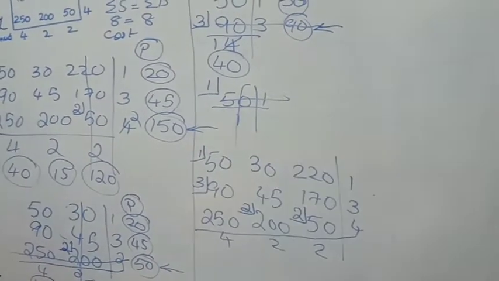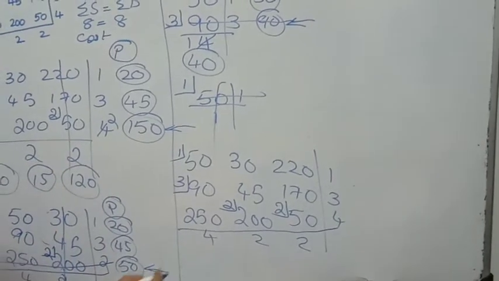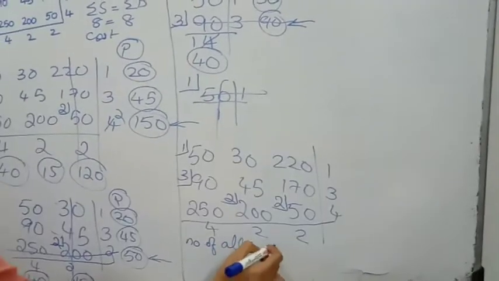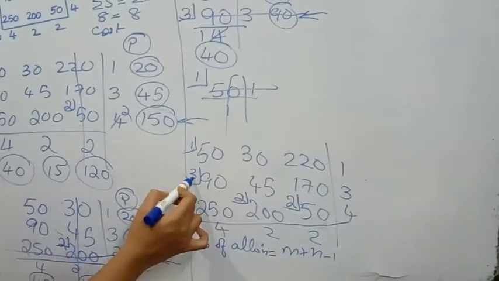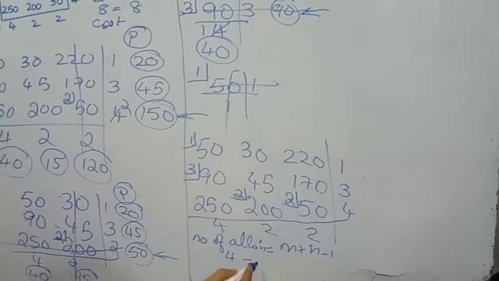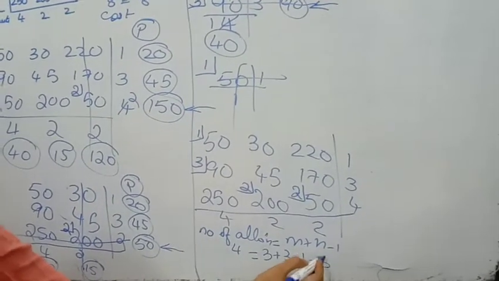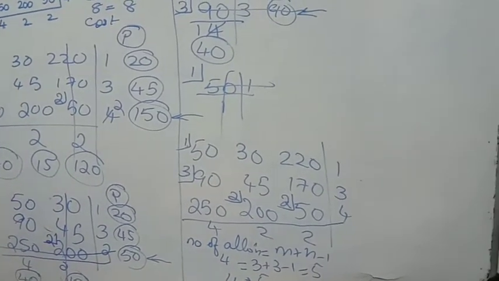Okay, we have to check one degeneracy case. What is degeneracy? The number of allocations should be equal to m plus n minus 1. That is, how many allocations are there? 1, 2, 3, 4. 4 allocations are coming. How many rows are there? 3 rows. How many columns? Again 3. 3 plus 3 minus 1, it is 6 minus 1, 5. 4 is not equal to 5. So there arises a problem of degeneracy.